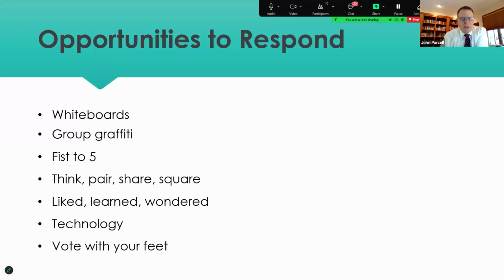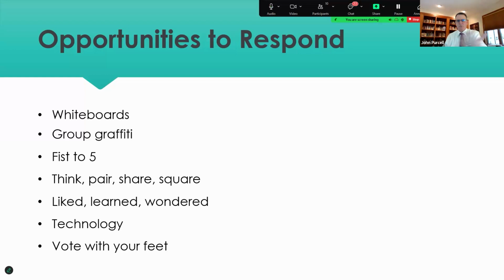Think, pair, share, square is kind of cool. You want to be specific on think, pair, share, so that students know what that looks like. And that's where think alouds and modeling can help. I've seen think, pair, share where they're sharing information, but it's incorrect.